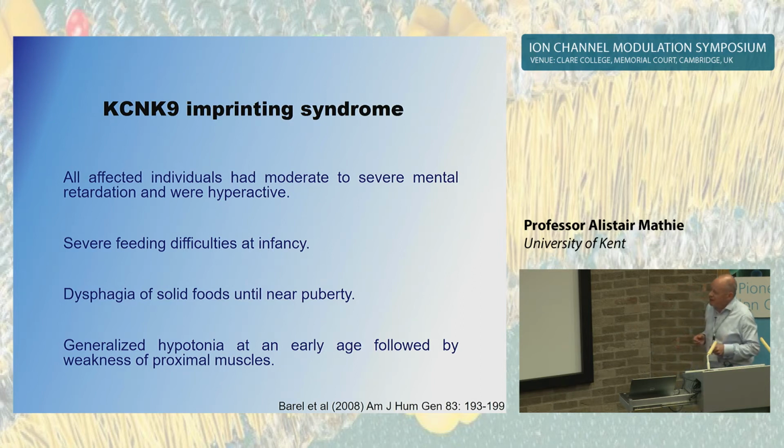KCNK9 imprinting syndrome, what is it? Well, from the original description, 2008, all affected individuals identified in this paper had moderate to severe mental retardation and were hyperactive, with severe feeding difficulties at infancy, dysphagia of solid foods until near puberty, and then generalized hypotonia at an early age, followed by weakness of proximal muscles.